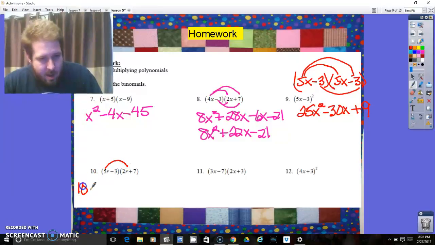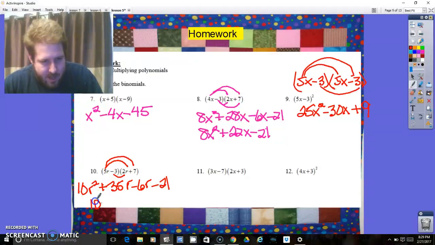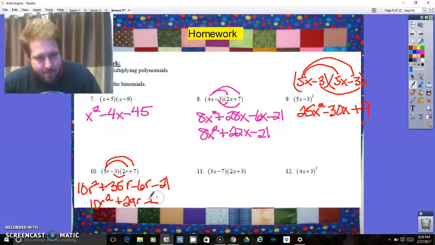So that's 10r squared. Outers is 35r. Inners is negative 6r. And last is negative 21. Clean that up a little bit. So we got 10r squared plus 29r minus 21.